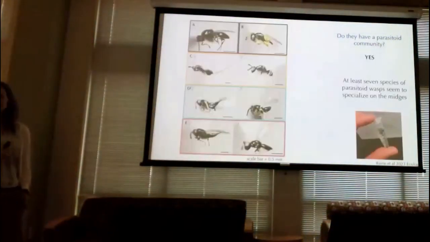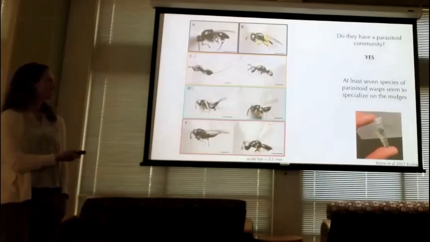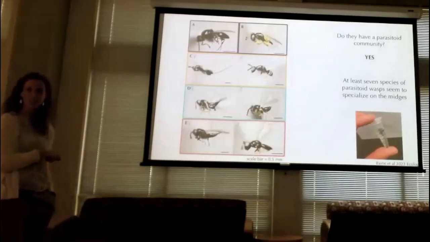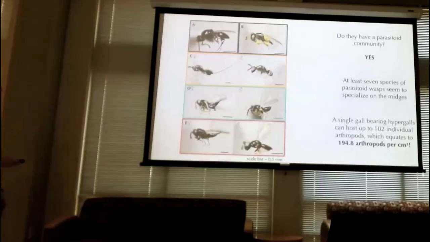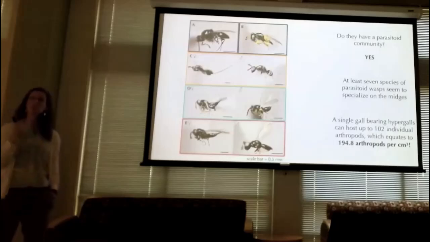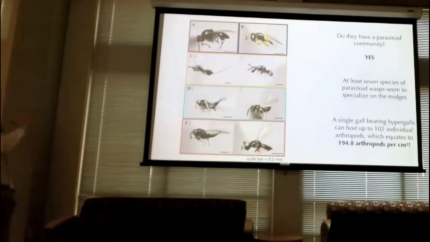And so do they have a parasitoid community? Yes. So 7 species of parasitoids were found associated just with a hypergall and not with the primary inducer at all. So our record was from a single gall, we reared 102 arthropods, which equates to 194 arthropods per cubic centimeter. So these things, I'm not lying, we're not making stuff up. These really are biodiversity hotspots.